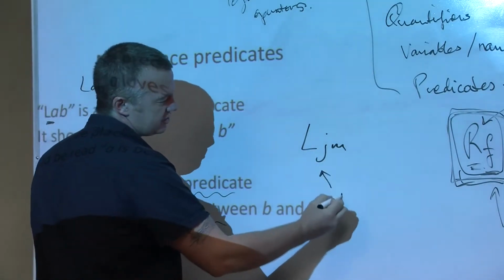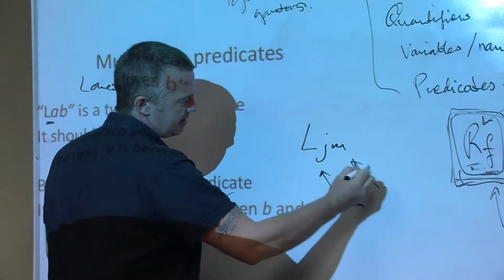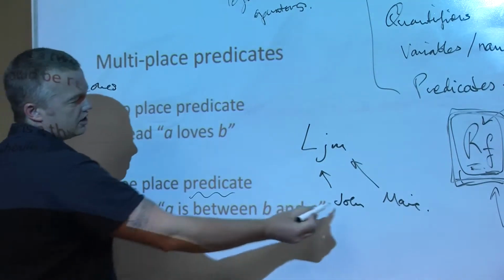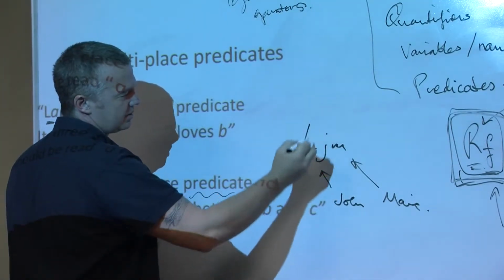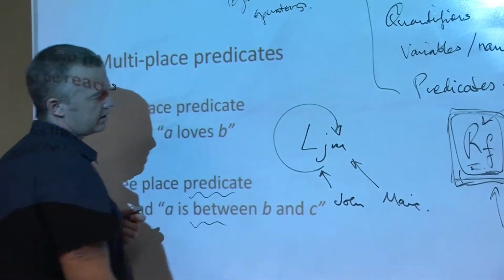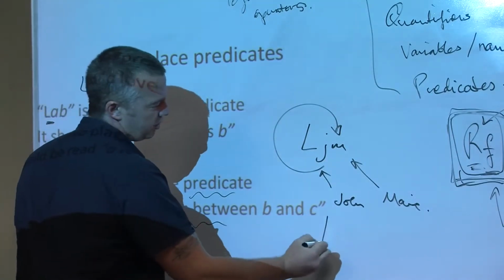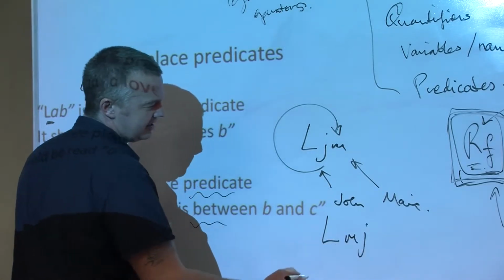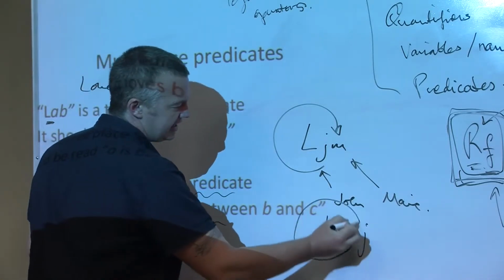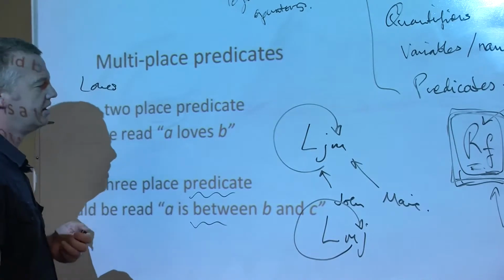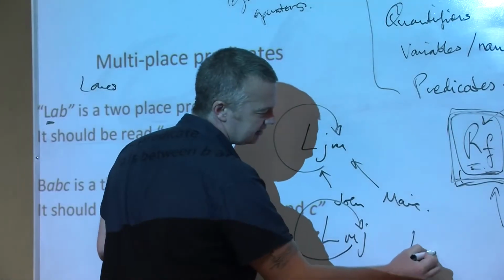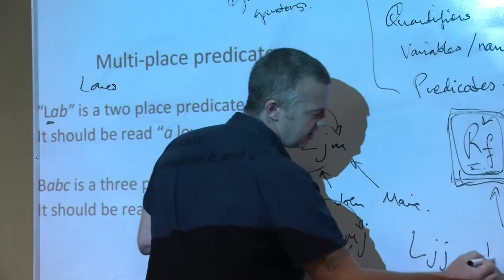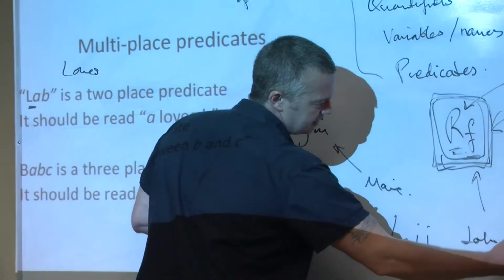Let's say J is John and M is Marie. This sentence says, John loves Marie. This is how we're going to read this. Now notice that the order is important. So if I had L, M, J, that would read Marie loves John. We could also have L, J, J, and that would read John loves John.